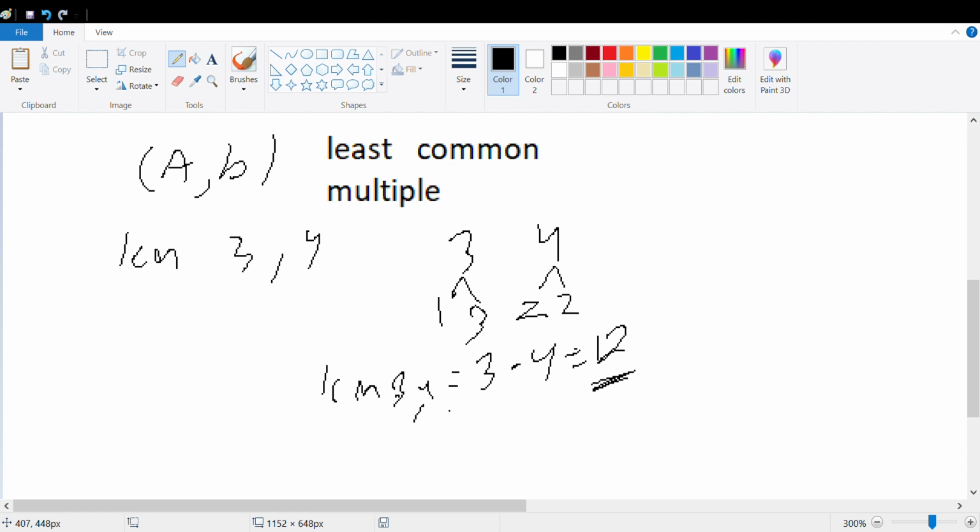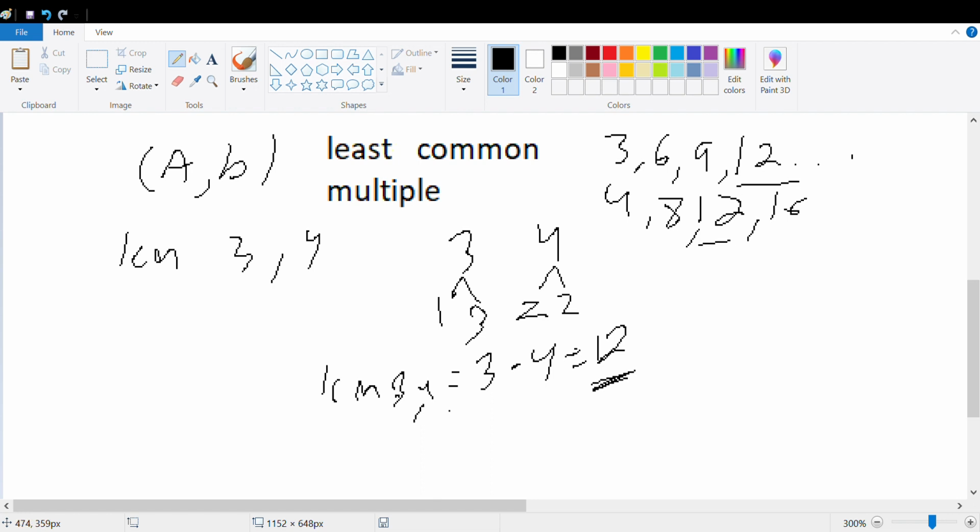The other way of figuring this out is that we could just list the multiples of these numbers. The multiples of 3 are 3, 6, 9, 12, and so on. And for 4, it's 4, 8, 12, 16, and so on. But we see that the 12 matches up, so that's our LCM. I'm going to go on and give you a few more examples and show you the ways.